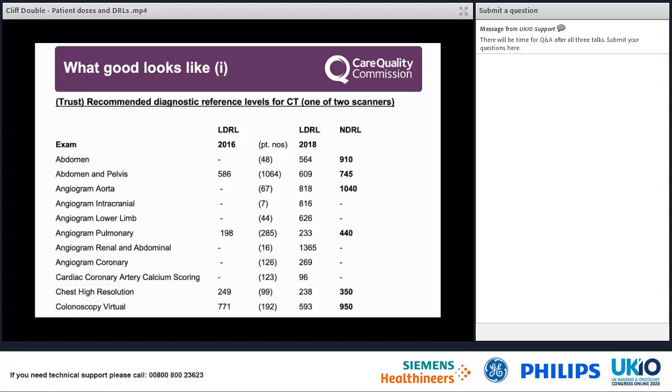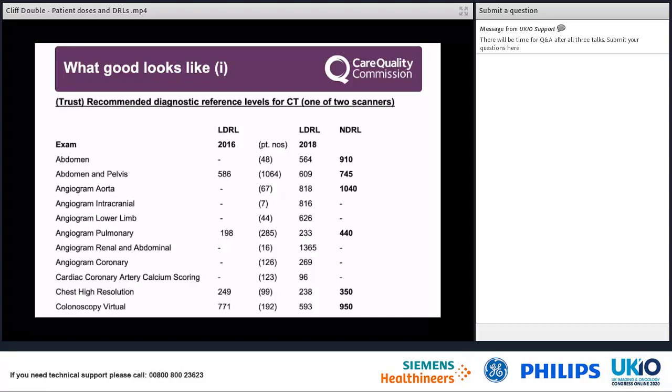This is the dose survey results from one of two scanners. There's several things that I like about this. The first is that they compared the local DRLs in 2018 with the previous survey results, the previously established DRLs, where they can have a comparison. I like the way that they record the numbers of patients in each cohort for each of the protocols.